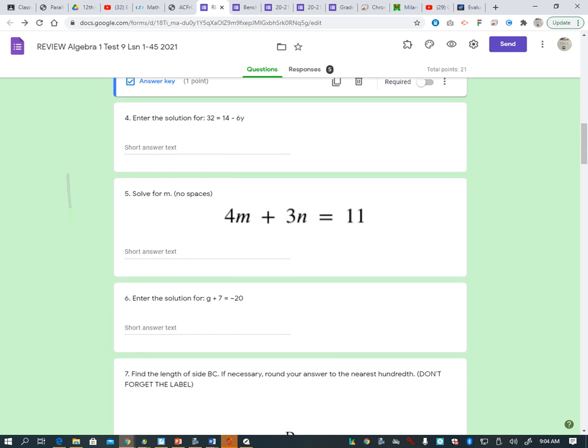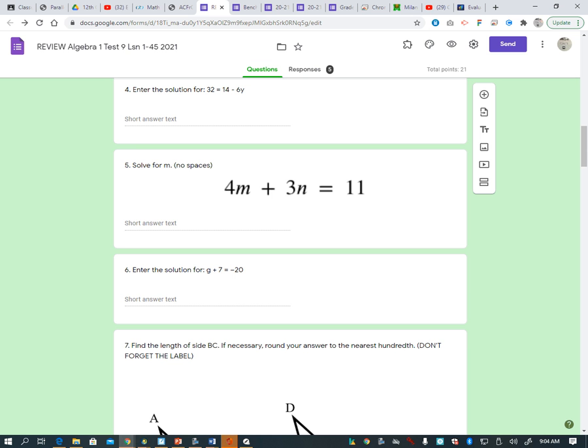Number 4, is this one that we need to do? Yes? Okay. 32 equals 14 minus 6y. What are we solving for? We're solving for y. What's the first thing that needs to move? Go ahead, move the 14. How do you move it?